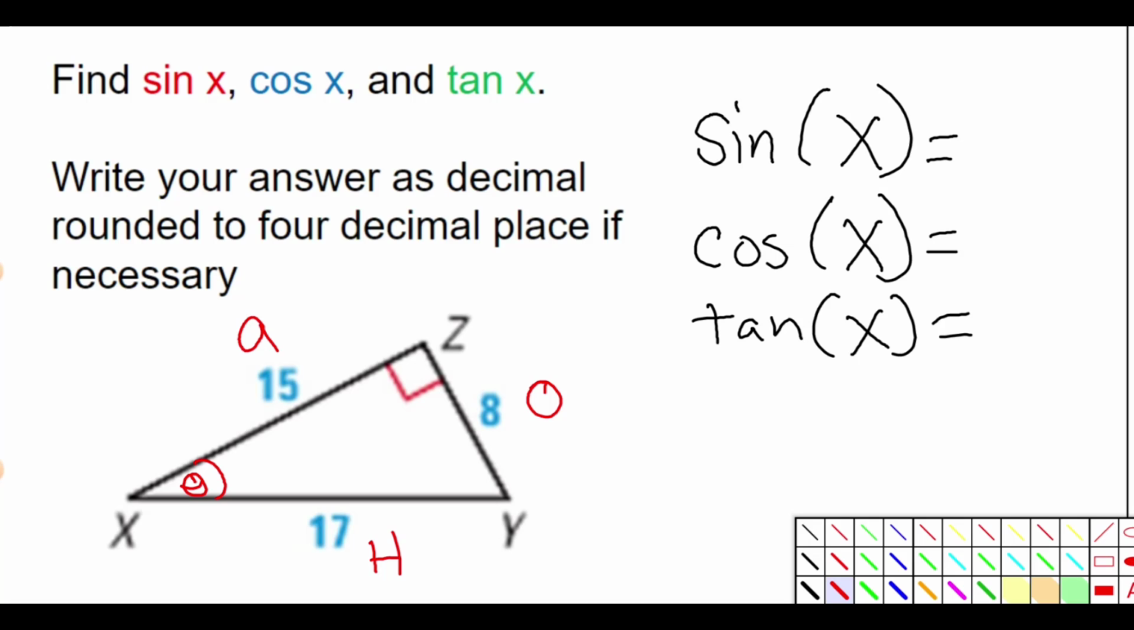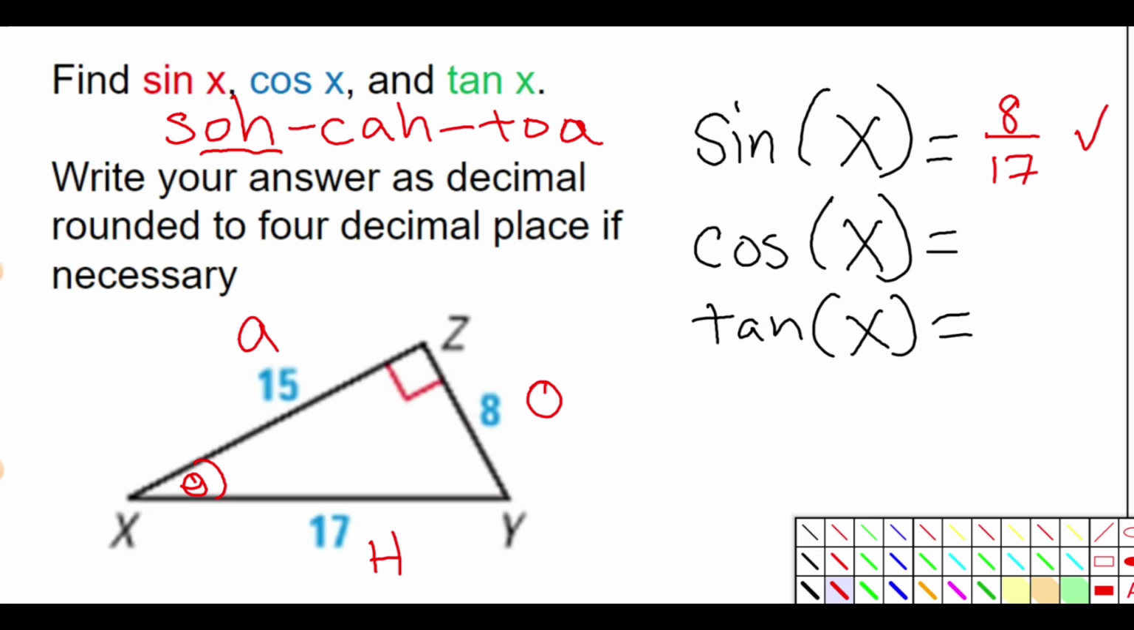So sine. We just learned it, so it's going to be hard to remember. So let's write it down. SOHCAHTOA. And sine is going to be opposite over hypotenuse. So all I need to do is identify the opposite side and the hypotenuse, and I'm done. So this is going to be 8 over 17, and I'm done with that one.